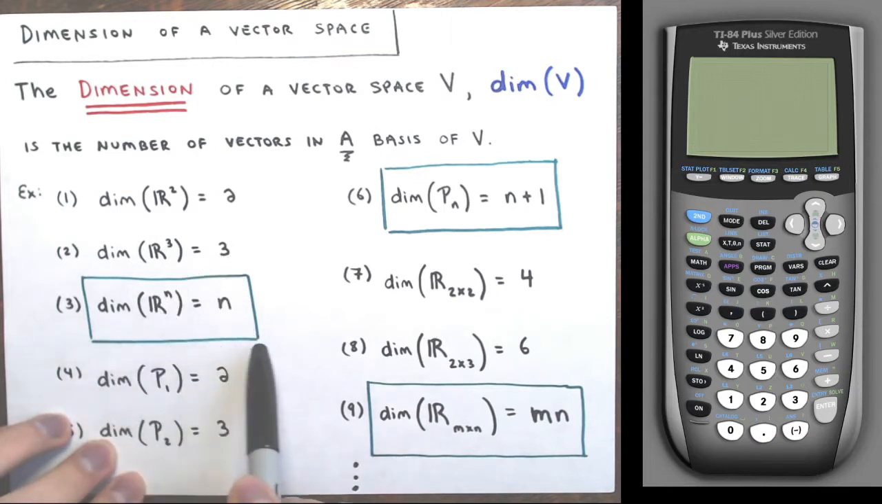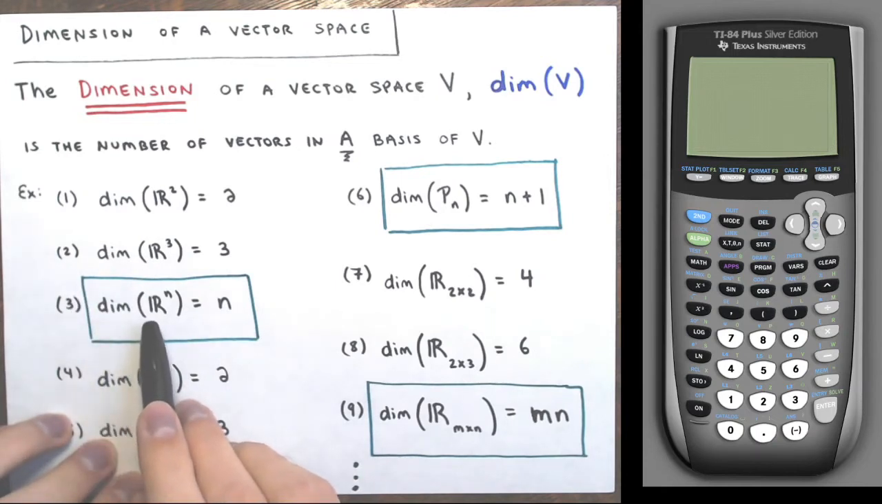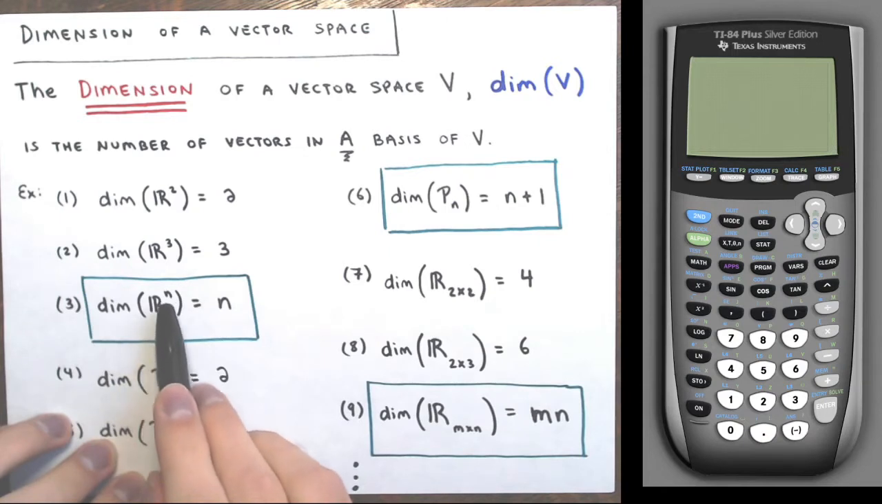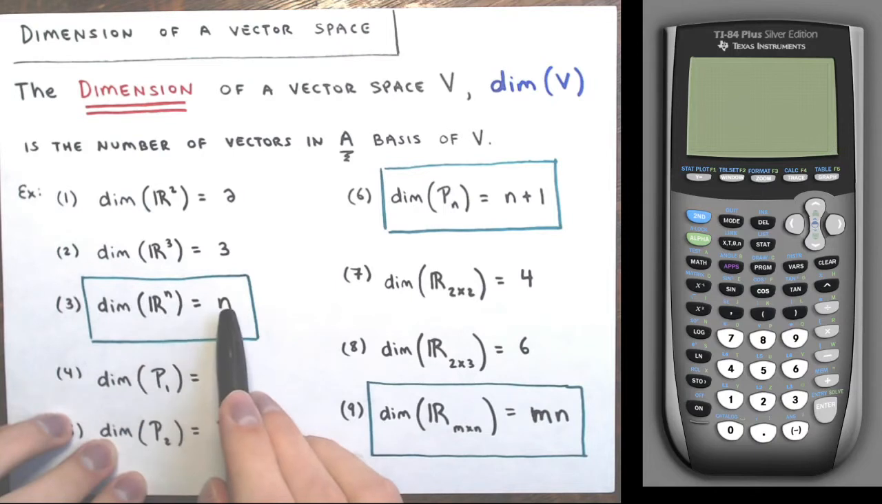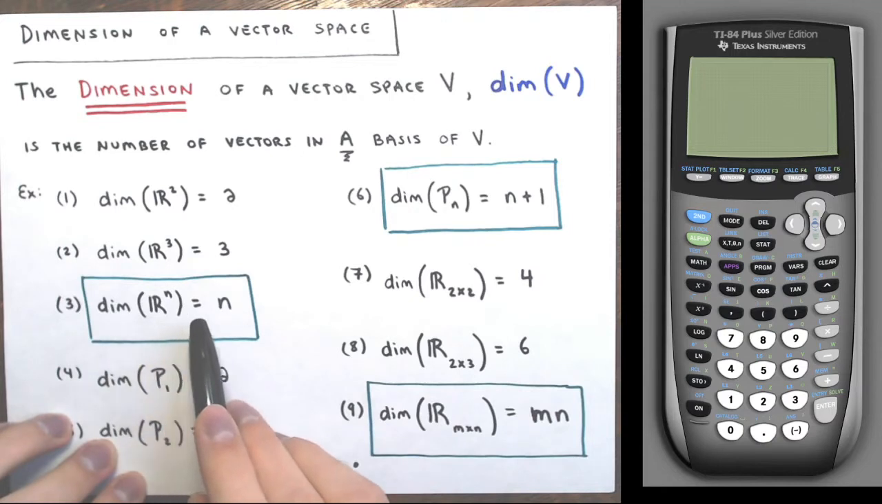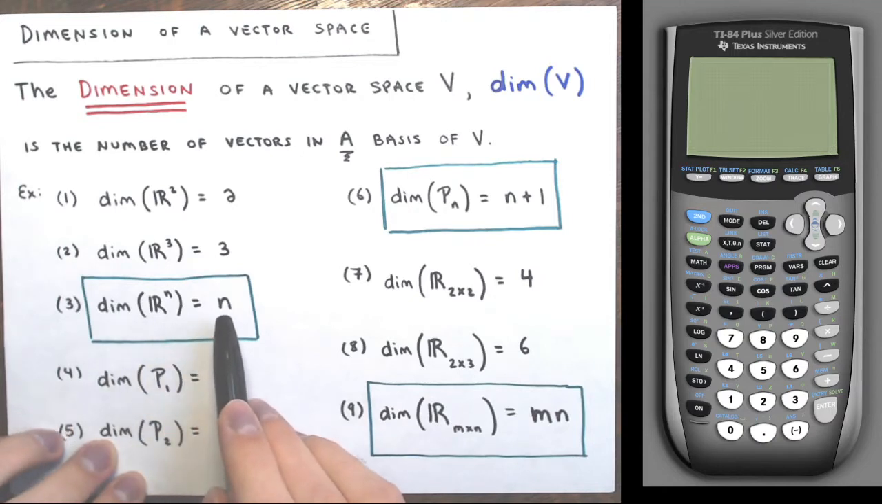And I put in boxes some general statements. The dimension of just any Euclidean space, Rn, the set of vectors with n components, is n. And any basis for Rn will have n vectors in it.